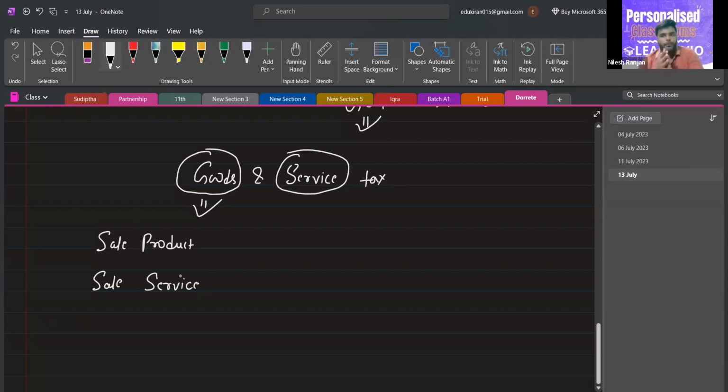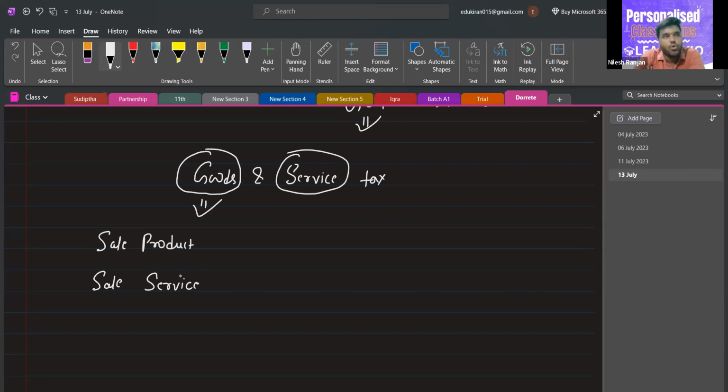Okay, so I have written two terms here, sale of product and sale of service. When you go to a shop, let's say a grocery shop or a cloth shop, and you purchase a ready-made garment or some grocery, they charge you tax on those items. So this is called sale of goods, sale of product, because they are selling you their product.